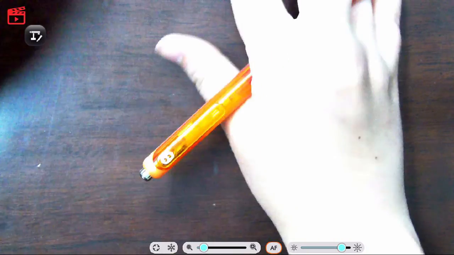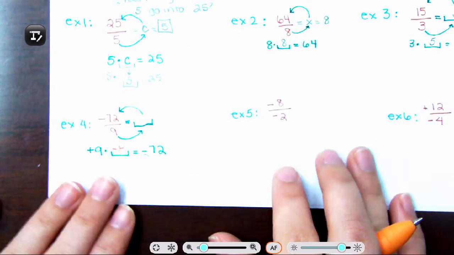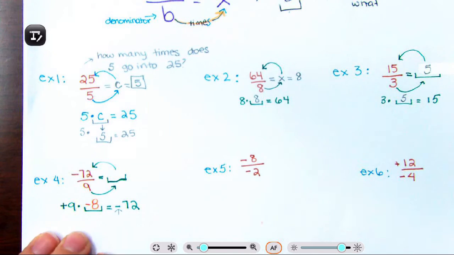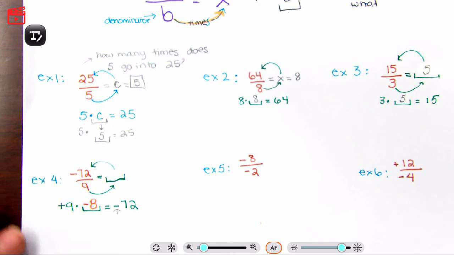We already discussed that my 8 needs to be negative because 9 is positive, and these two numbers need to be opposite in order for my answer to be negative. All right, it's a lot of work for that question. Let's try another one.